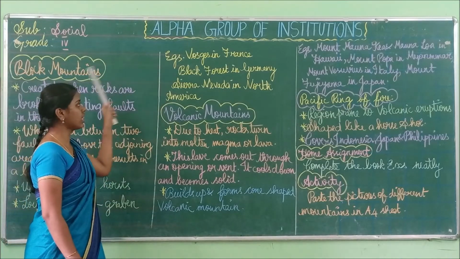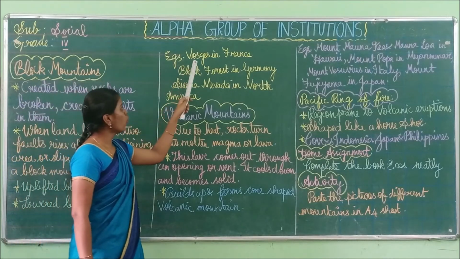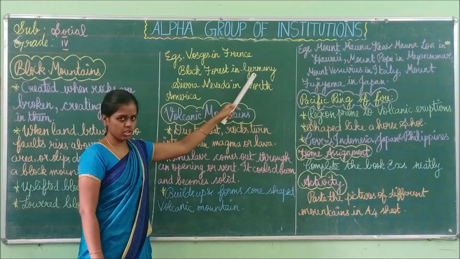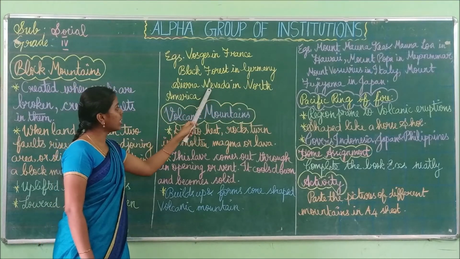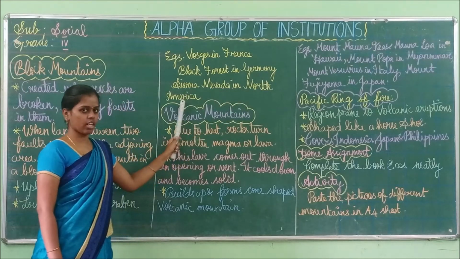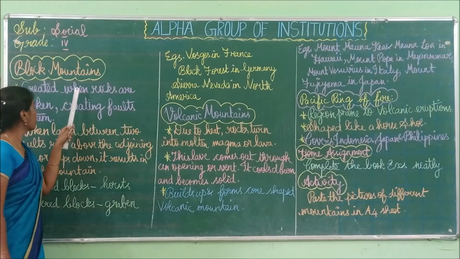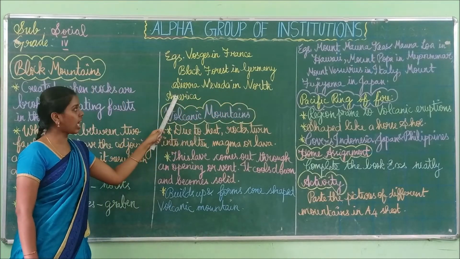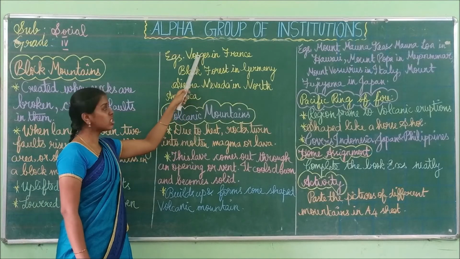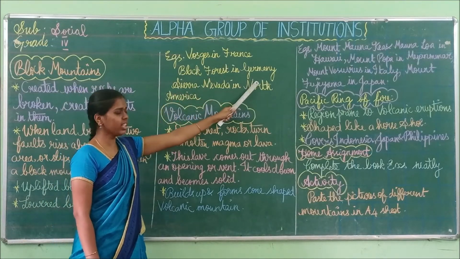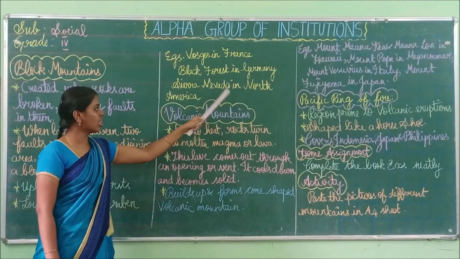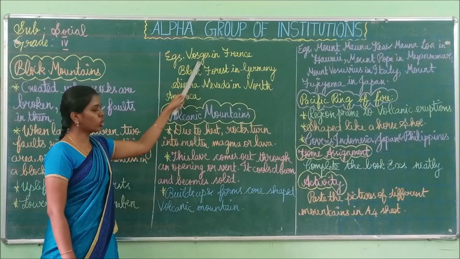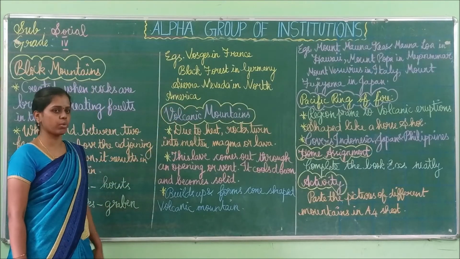Examples of these block mountains are the Vosges in France, the Black Forest in Germany, and the Sierra Nevada in North America. So, the block mountains are in France, Germany and North America. In France, its name is Vosges. In Germany, its name is Black Forest. And in North America, its name is Sierra Nevada. These are all examples of block mountains.